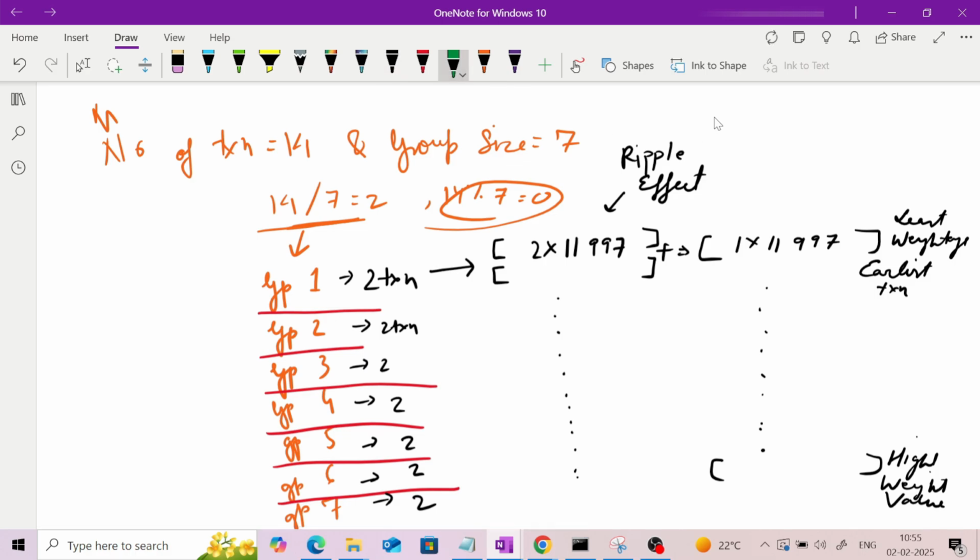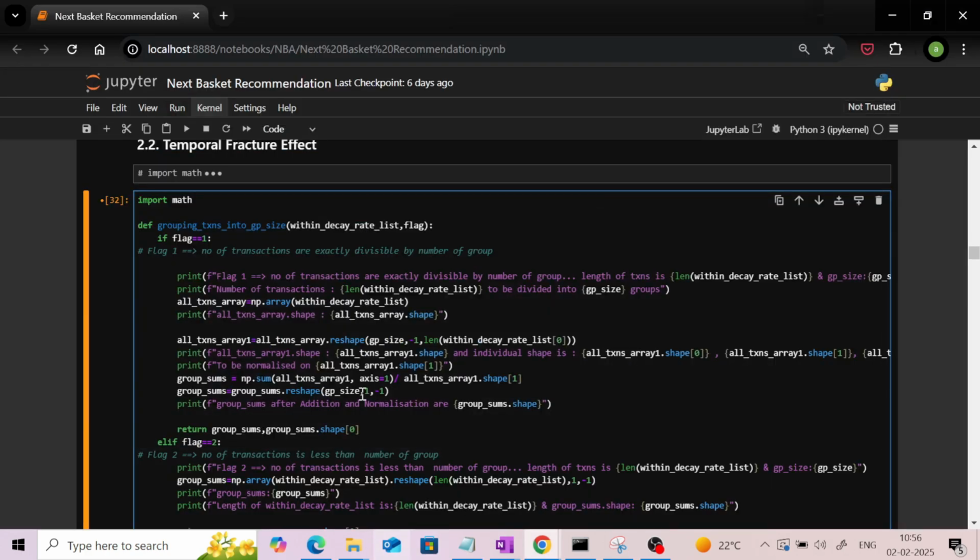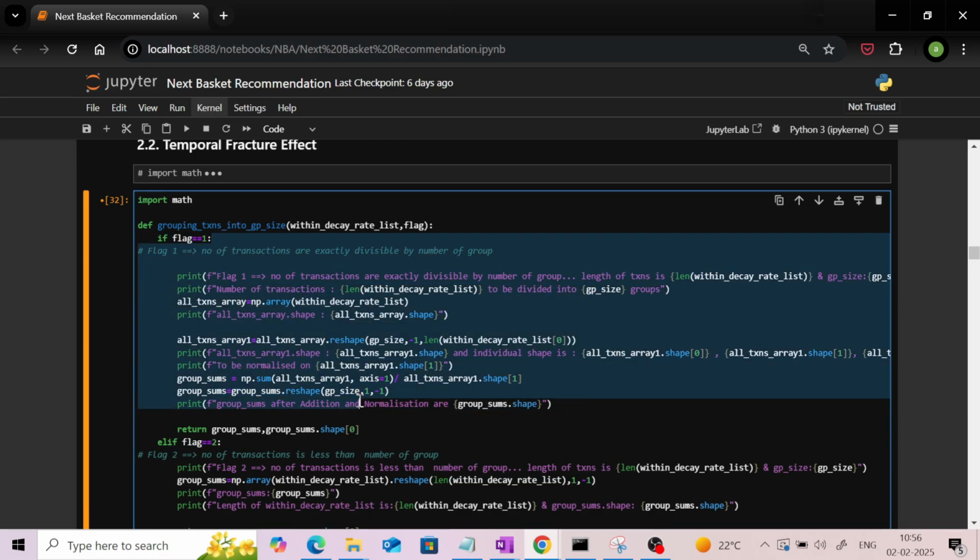So this is what we do when the flag value is equal to 1. That is, the number of transactions is exactly divided by the total number of groups, or the group size, that we are trying to do.